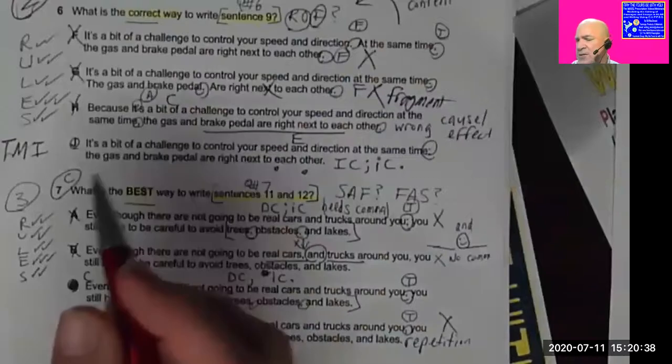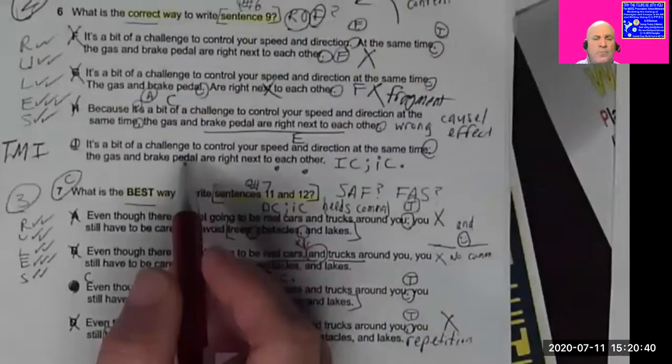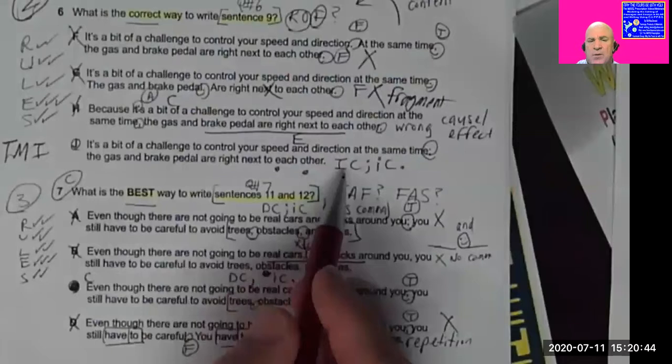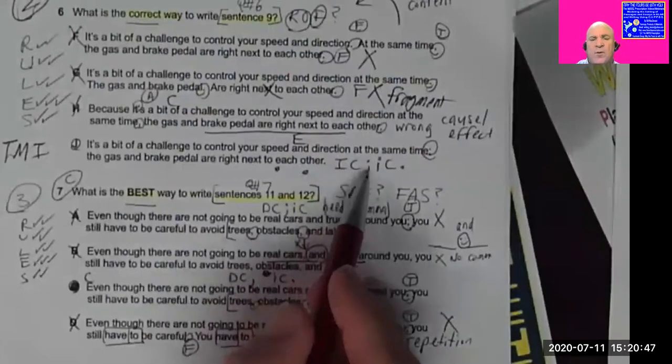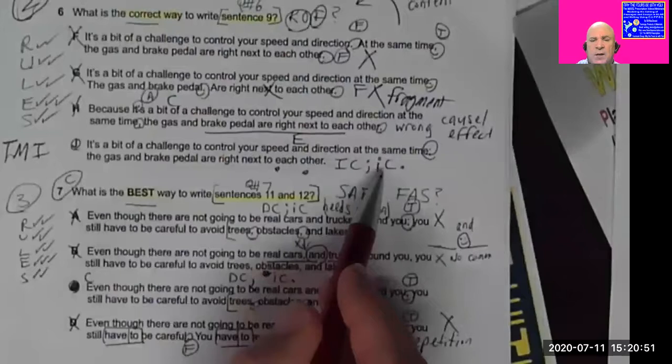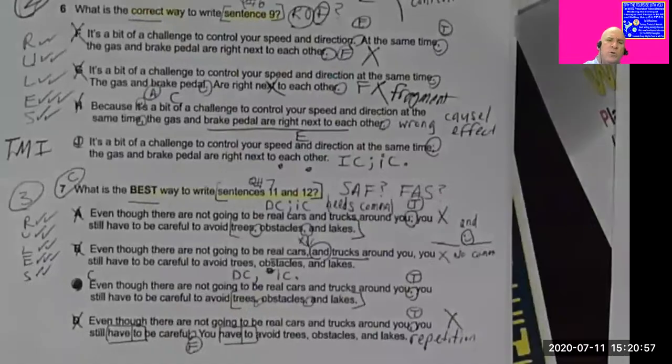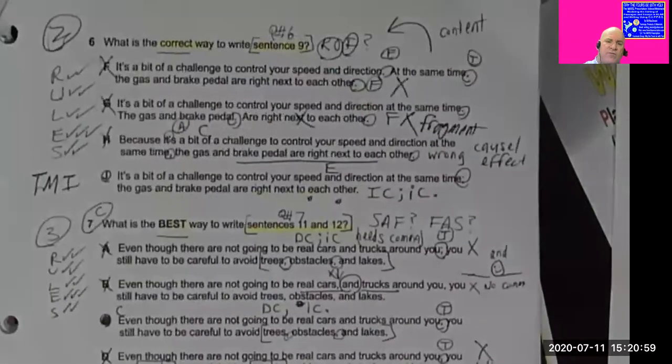So the correct answer is going to be J, an independent clause, capital, followed by a colon and an independent clause, little i this time, and a period. So that's how you would fix a run-on sentence.